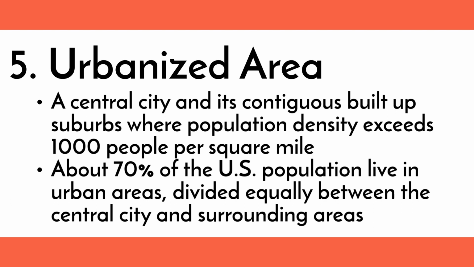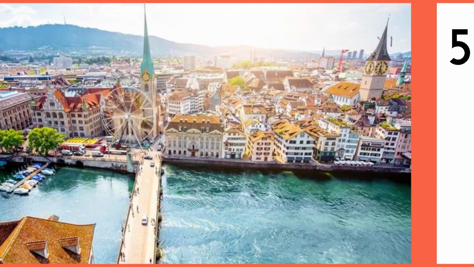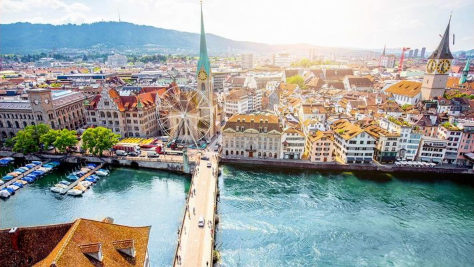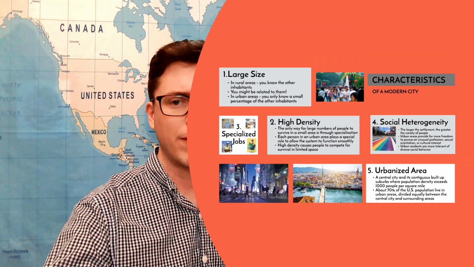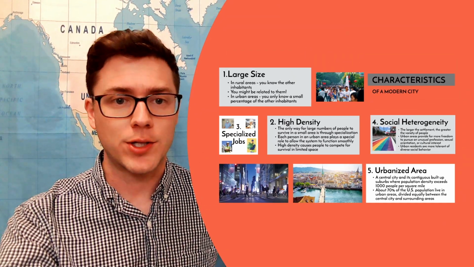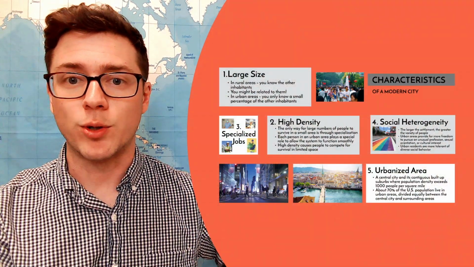An urbanized area is a central city and its contiguous built-up suburbs where the population exceeds 1,000 people per square mile. About 70% of the United States population, and that number is growing, live in what we think of as urban areas. That's divided equally between the central city and surrounding suburbs. So that means that of the US's 340 million people, 70% live in urban areas. We see Zurich here is a highly specialized urban area with a lot of advanced technology. So those are the characteristics of a modern city. So those are the things that make a city unique to rural areas.